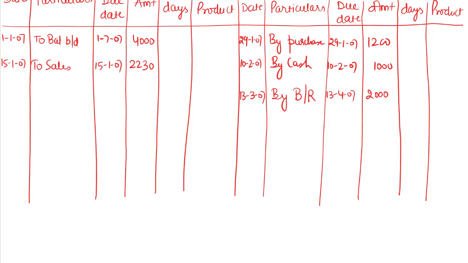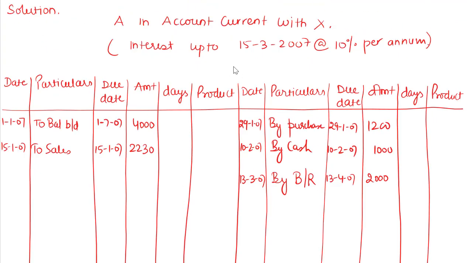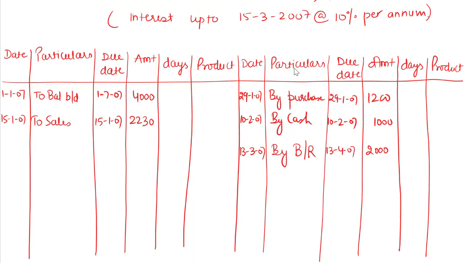Students, you must have observed over here that the date of closing of account is 15th March 2007 and the due date of bills receivable is 13th April. That is after the date of closing of account. So, for the duration from 15th of March 2007 to 13th April 2007, we need to calculate the days, and for that many days, red ink interest is to be written on the opposite side.